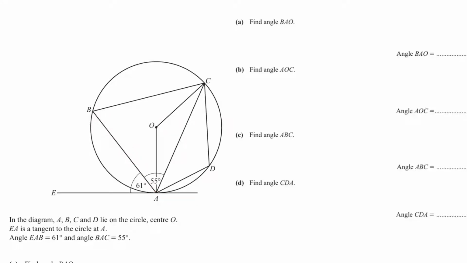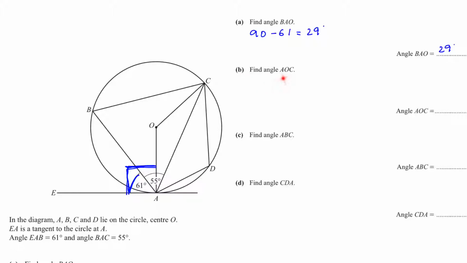Like I said, OA is the radius, and EA is the tangent. The angle between the radius and the tangent is 90 degrees. 61 is BAE. Therefore, to find BAO, we have to subtract 61 from 90, and we will get 29. So angle BAO is 29 degrees.